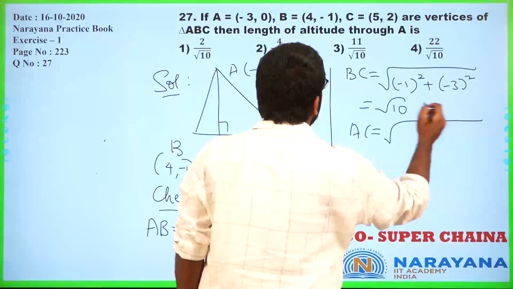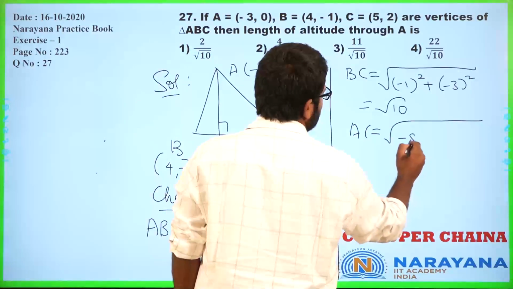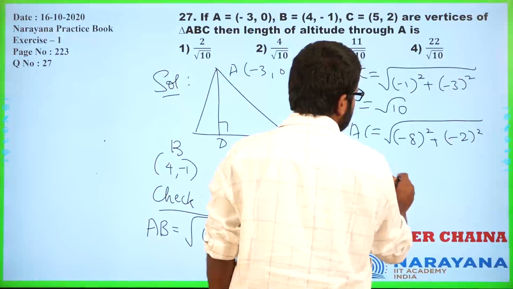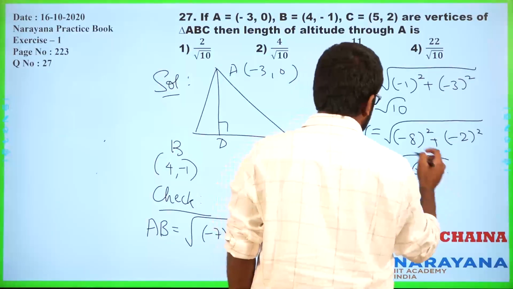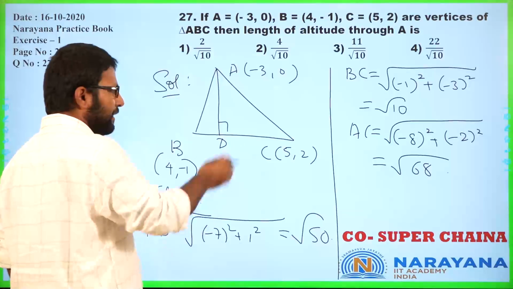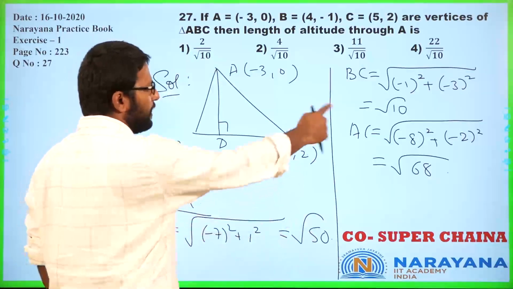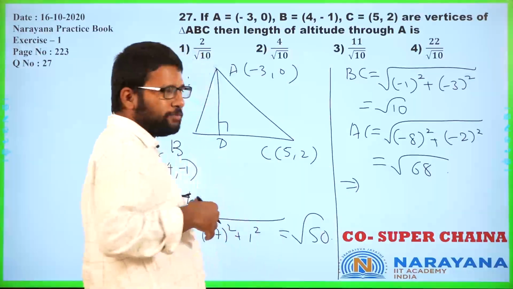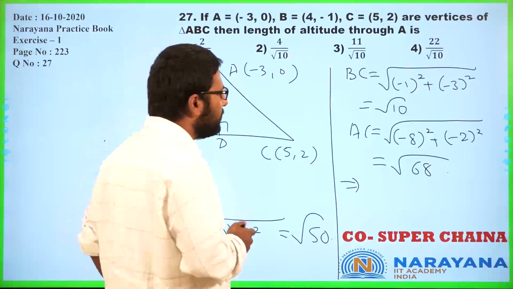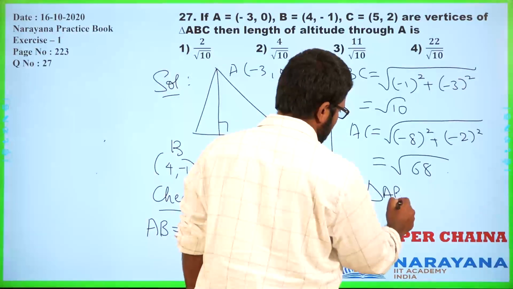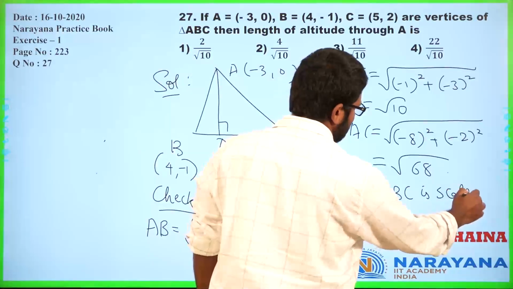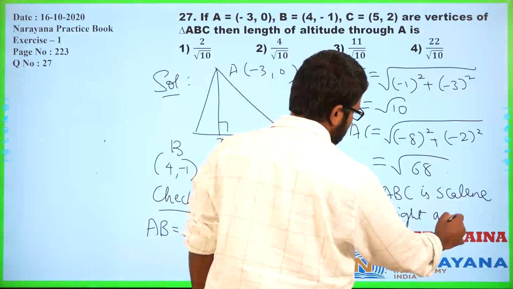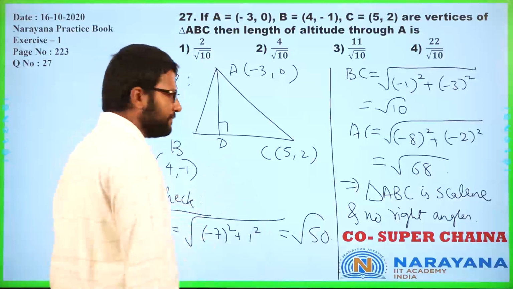AC would be under root minus 3 minus 5 minus 8 the whole square plus 0 minus 2 minus 2 the whole square, which is under root 64 plus 4, 68. Alright, so clearly none of the sides are equal, and if you square and add any two, you don't get the third one. It's not a right angle triangle also, right? So basically nothing special about this triangle from first look, which means triangle ABC is scalene and has no right angles. This is just for our understanding, okay?